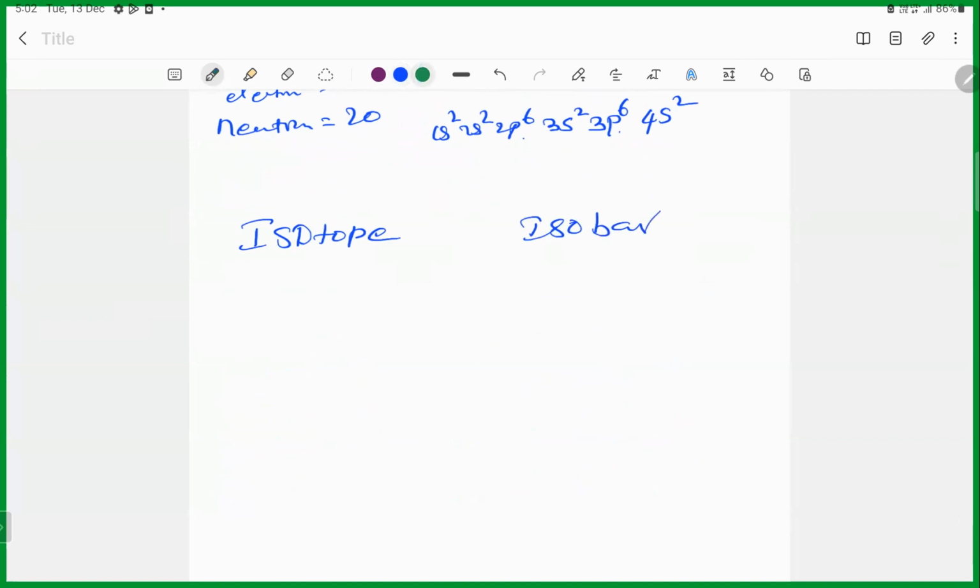So isotope means same atomic number and element but different mass number. Otherwise, the number of protons is same and the number of neutrons is different.